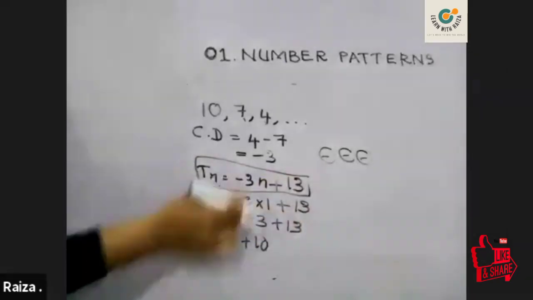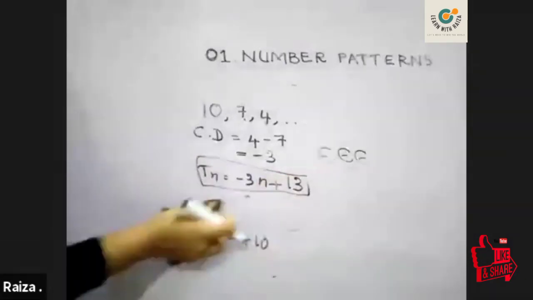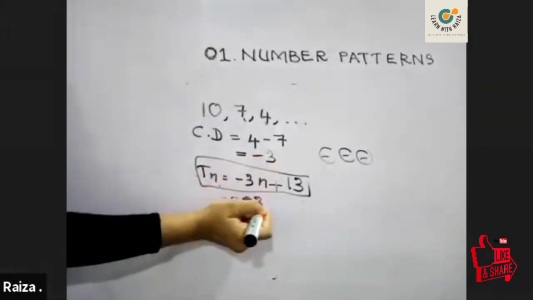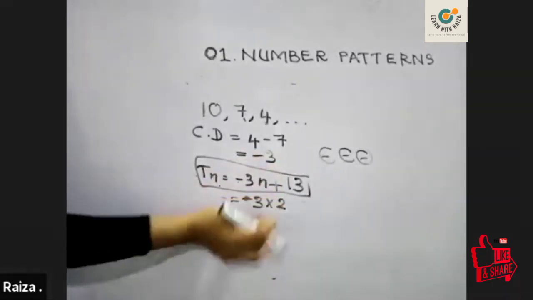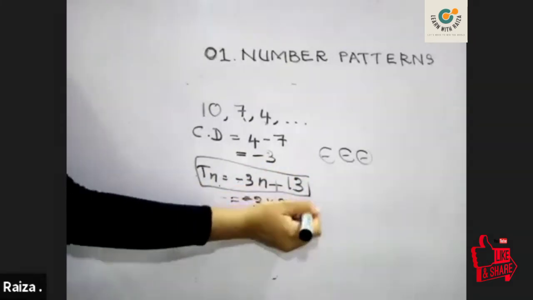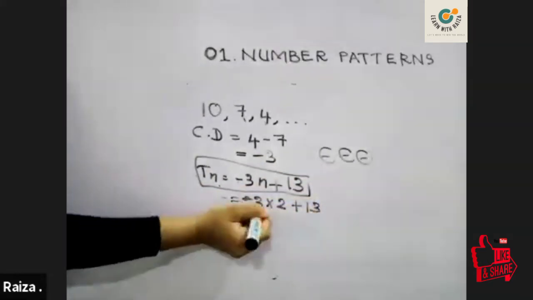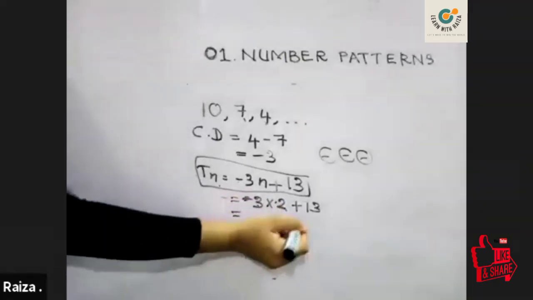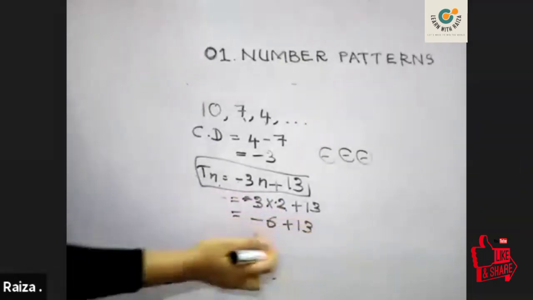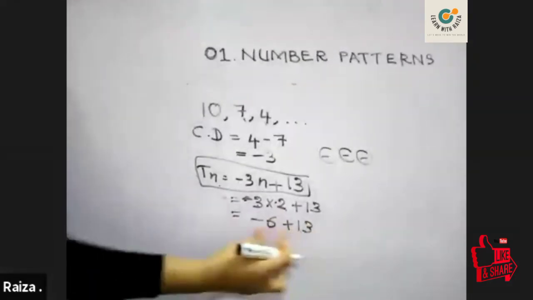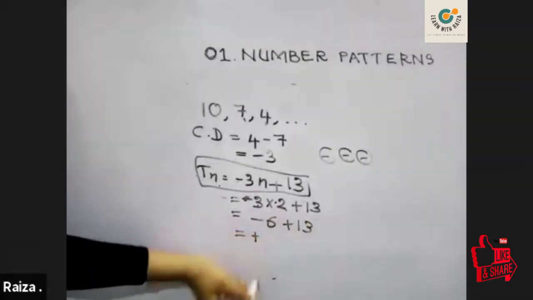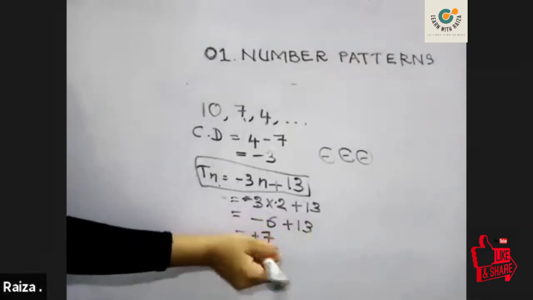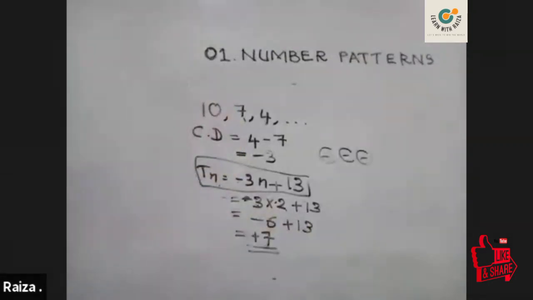So we'll see whether this formula works for the second term. Common difference minus 3. Second term means 2. How much more should we add, as we found? That is plus 13. 3 times 2 is 6, minus into plus is minus, plus 13. What is 13 minus 6? Positive is larger than negative, so the answer will be positive. 13 minus 6 means you are getting 7. So we got the second term also.